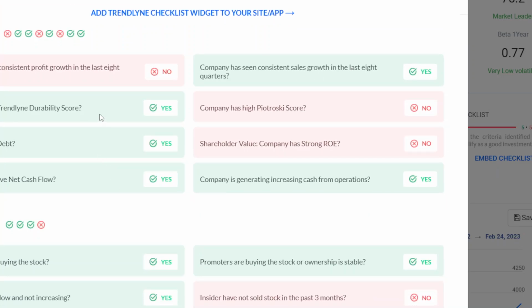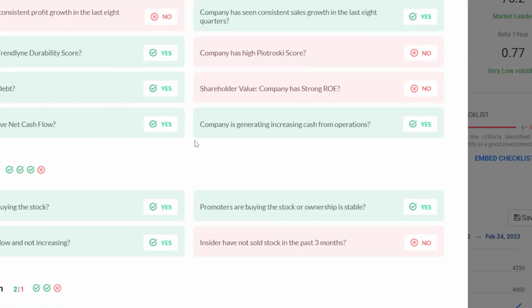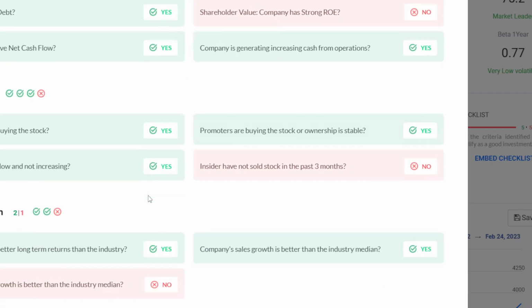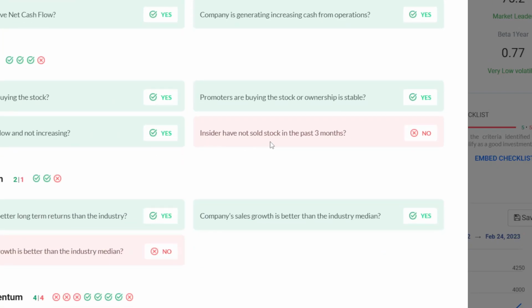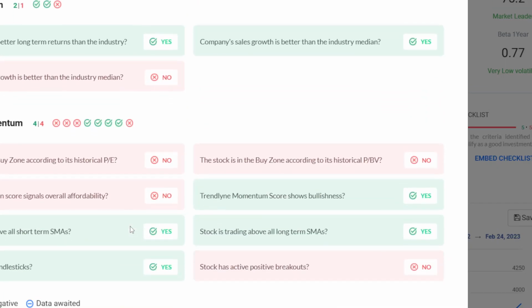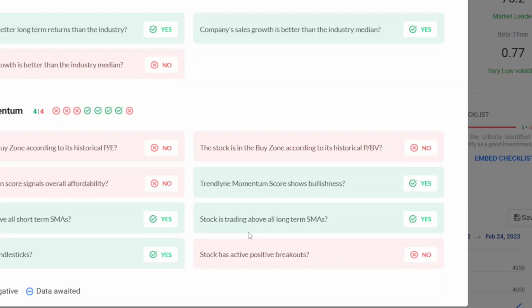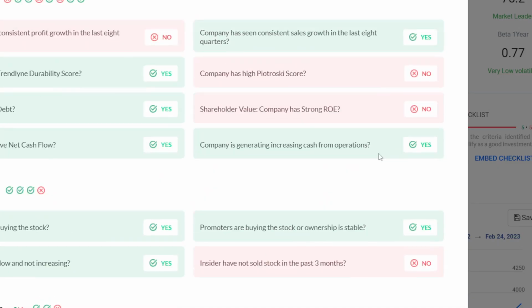Company has high durability, that's a financial low debt, yes, that's correct. So you can look at these metrics, right? Insiders have not sold in the past month, no. So you can look at all those, promoter pledge and all those momentum. This is a momentum part, and that's one way to look at it.